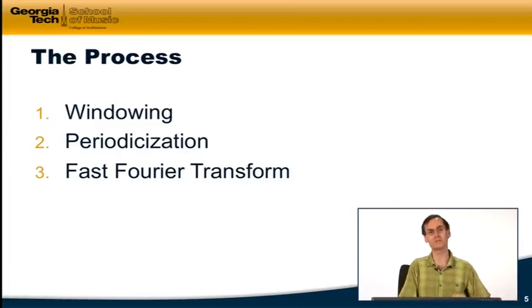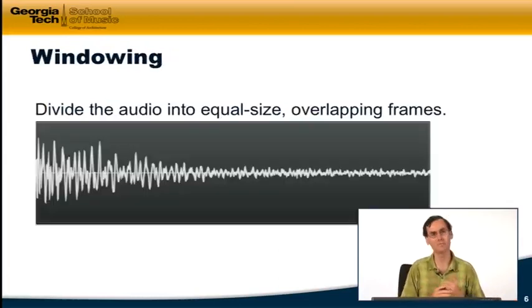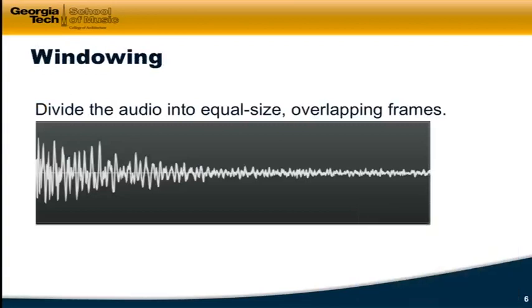So I'm going to go through each of these steps in more detail now. The first step is windowing. What we do is we divide the audio into equal size overlapping frames. Let me show you what I mean. We pick a number of samples that would be included in each frame.